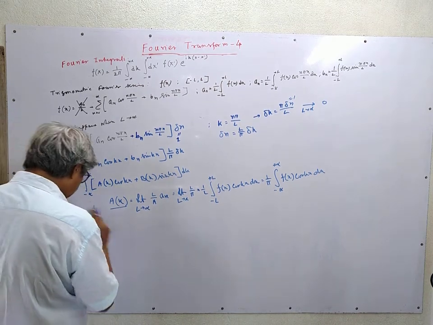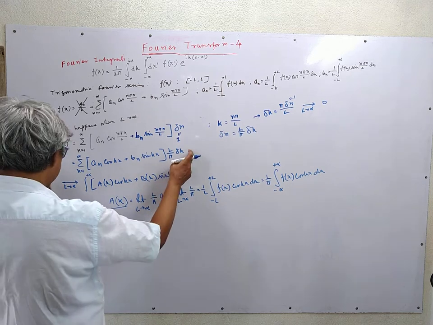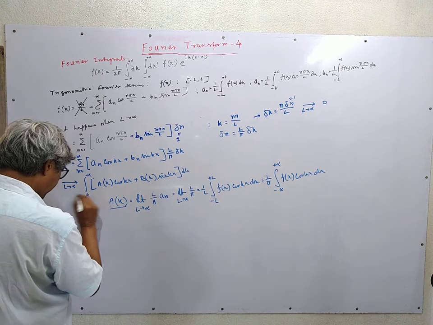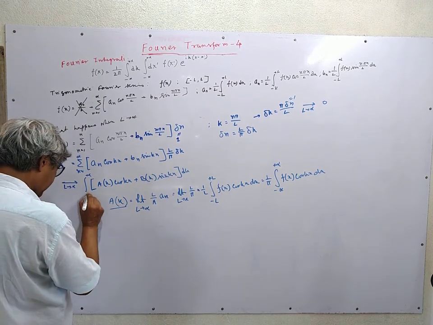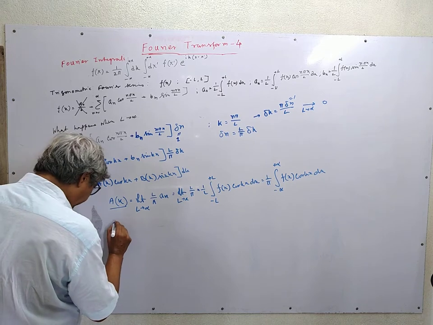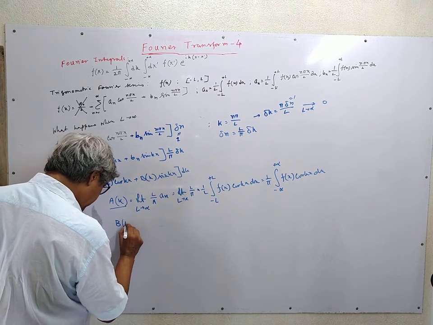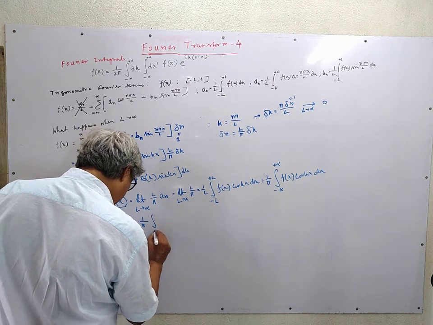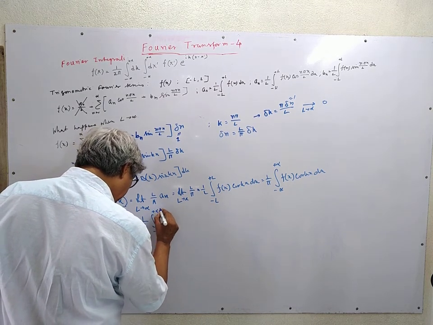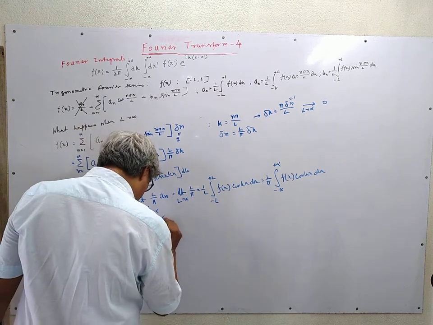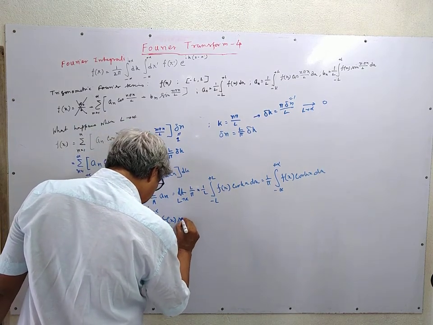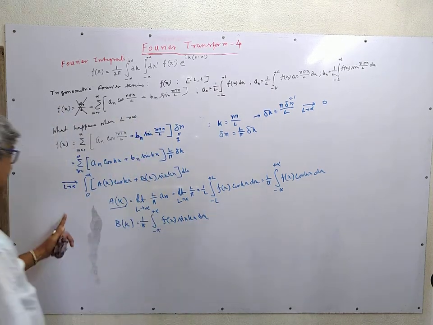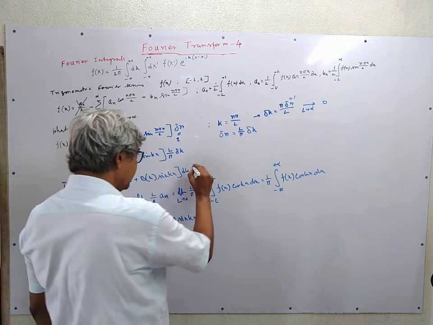And similarly, we have replaced this sum by an integral, so this should be from 0 to infinity, so it was correct. And the b_k similarly is defined as 1 upon pi, from minus infinity to plus infinity, f of x sin kx dx. This is also known as Fourier integral.